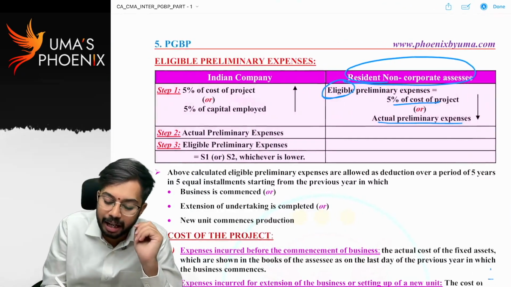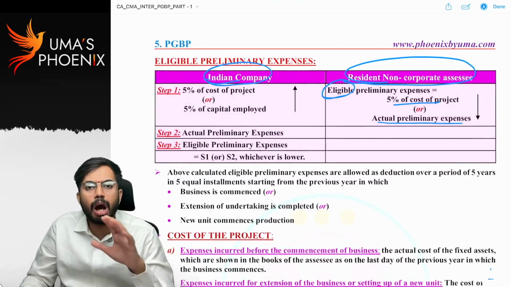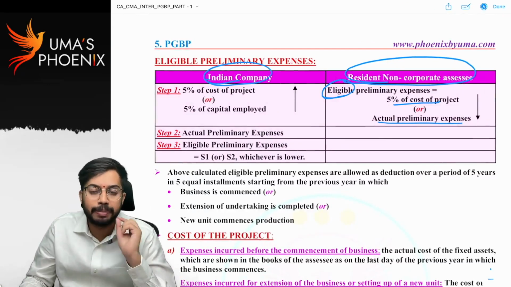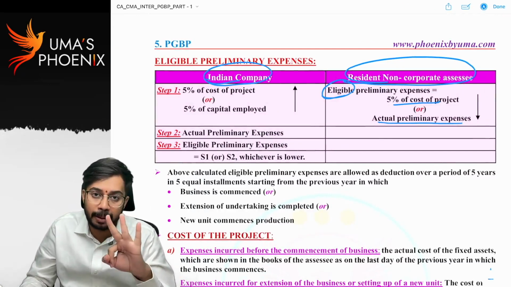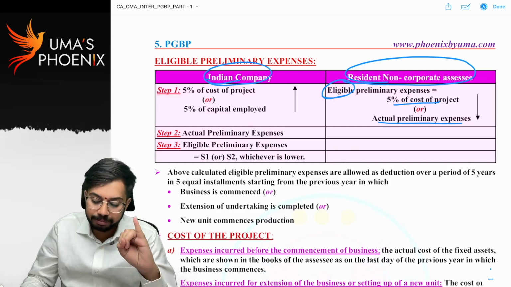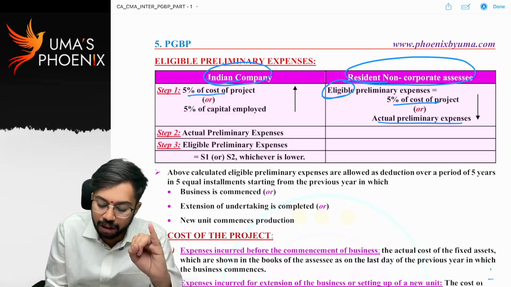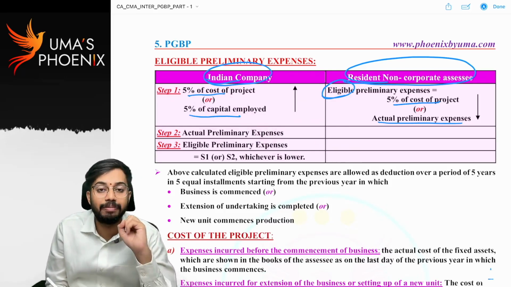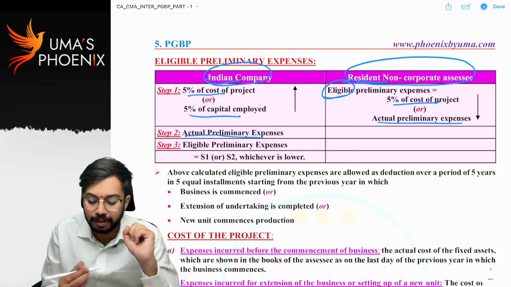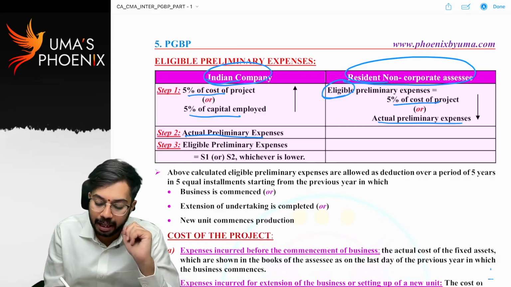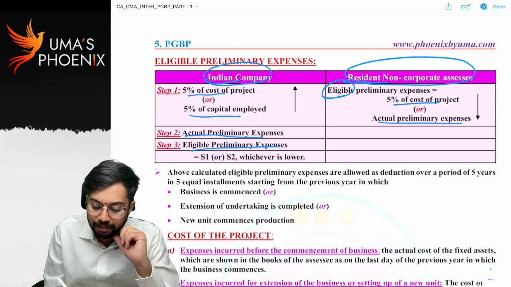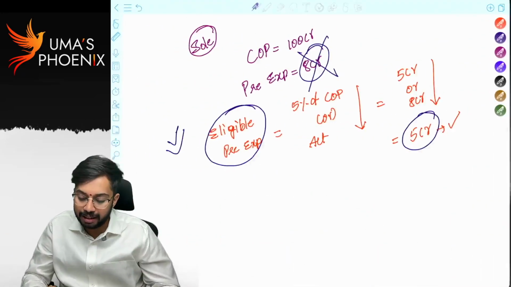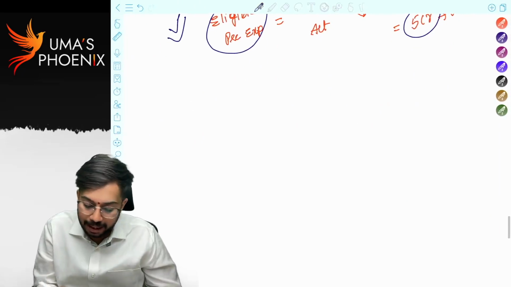In case of Indian company, how to calculate eligible preliminary expenses? Eligible preliminary expenses will be calculated in 3 steps. Step 1, 5% of cost of project or 5% of capital employed, whichever is higher. Step 2, actual preliminary expenses. Step 3, eligible preliminary expenses is equal to step 1 or step 2, whichever is lower. I will tell one example. Indian company is there.